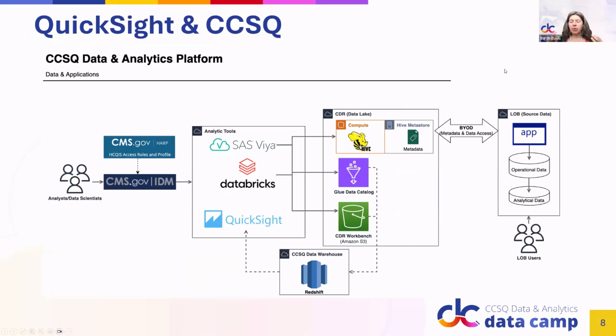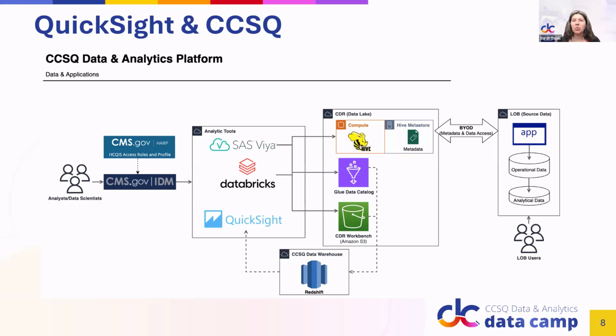All right, next slide. I'm a very pictorial person, so when I talk about QuickSight and all the things that connect to, I wanted to bring forward an image of all the things that we're talking about at the Datacamp. So SAS-Viya, Databricks, and QuickSight, those are part of the analytic tools that are capable and available behind IDM with your HARP ID. You have the CDR data lake, and that team has set up that infrastructure there.